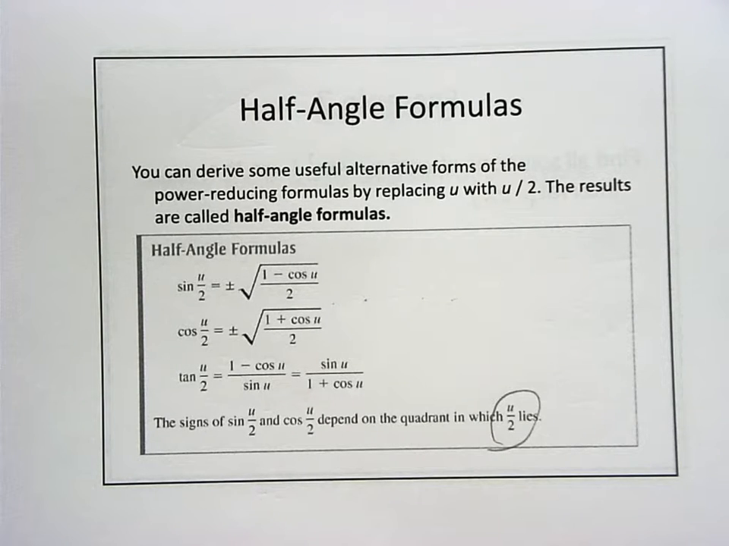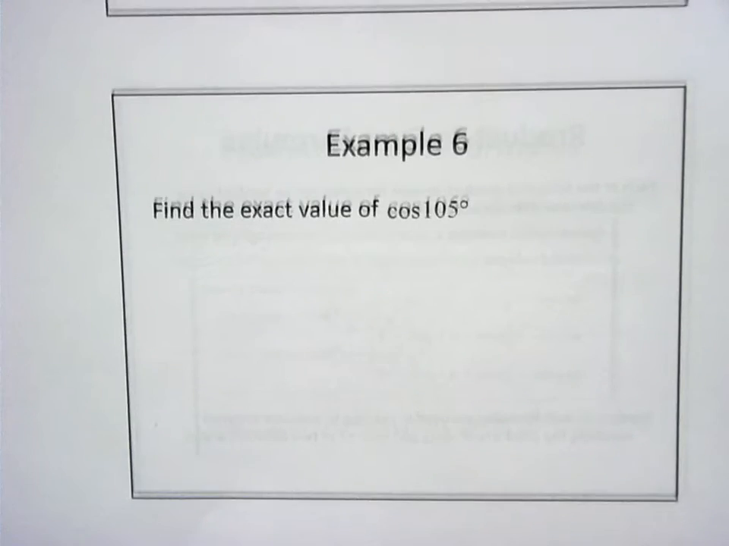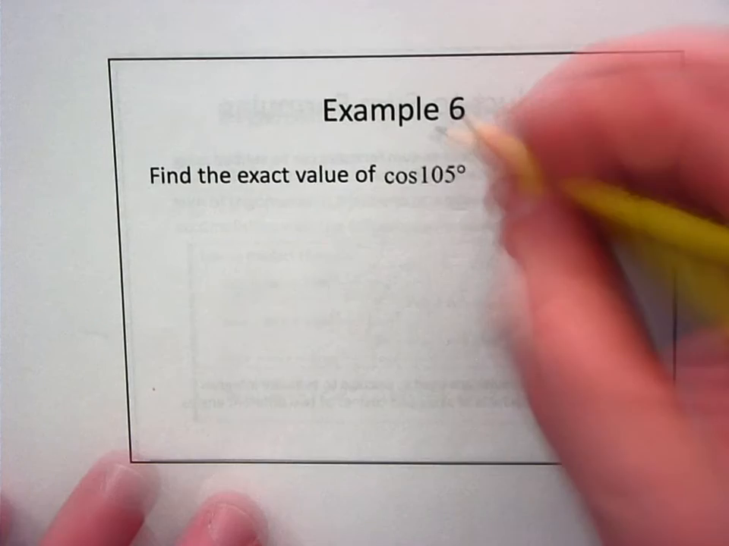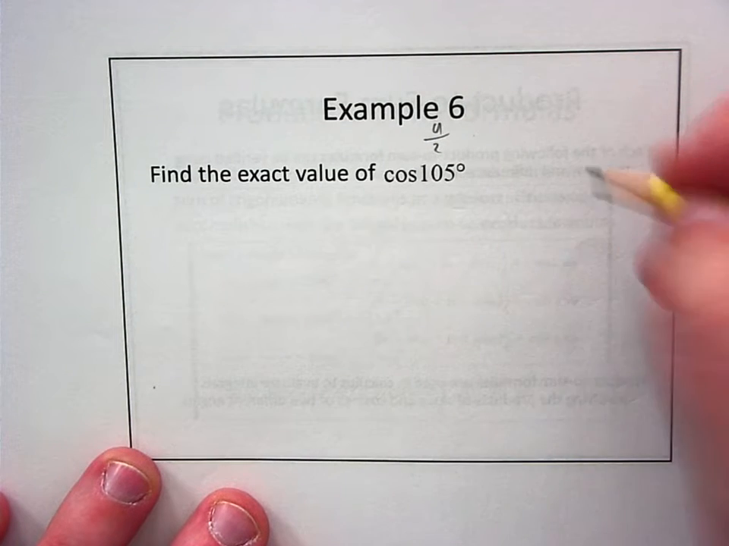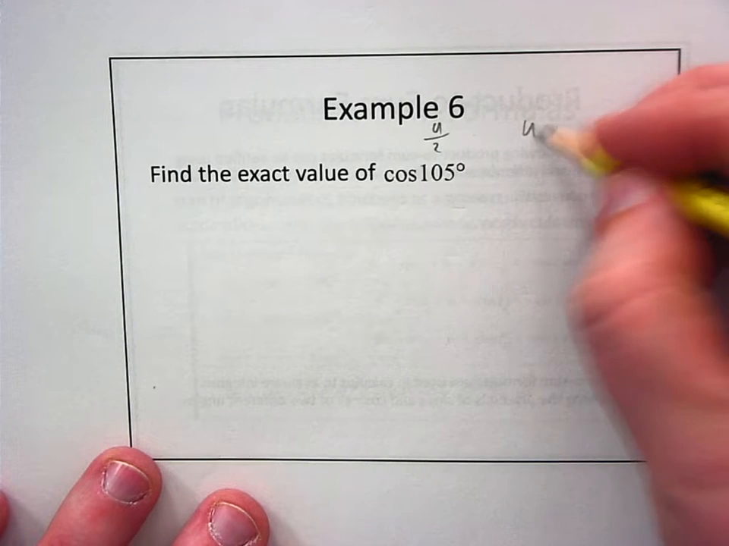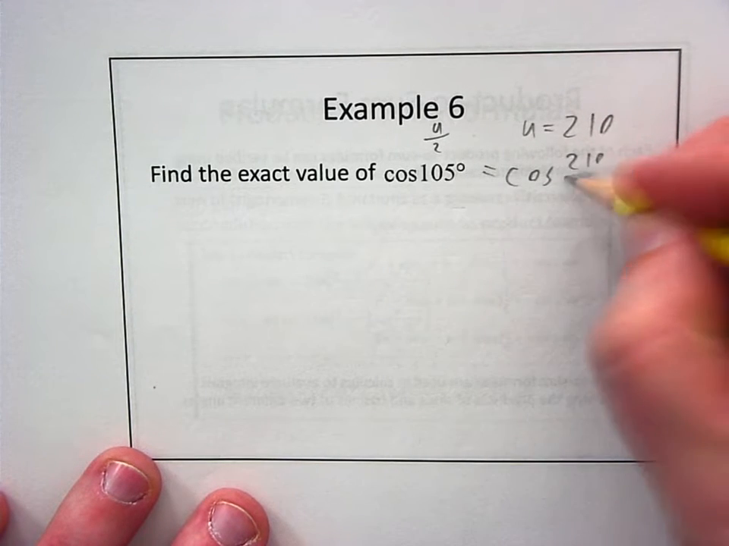Because if you're doing cosine, that angle u over 2 is going to dictate whether you get positive or negative. And sine or tangent has the two different versions as well. Okay, so here, find the exact value of cosine of 105. Well, I don't know 105 off the top of my head, but if I consider 105 to be u over 2, then what's u? U would have to be 210, because this is equivalent to cosine of 210 over 2.